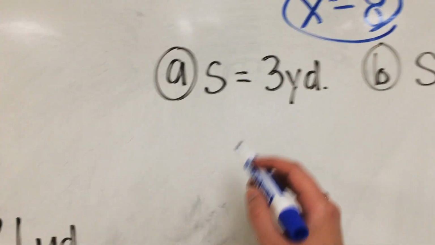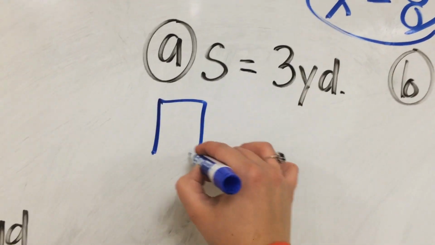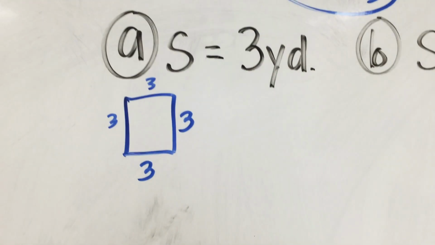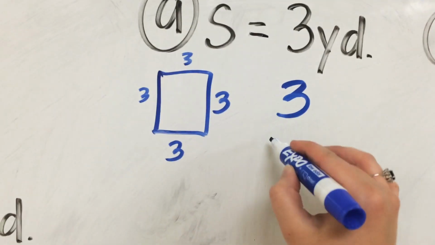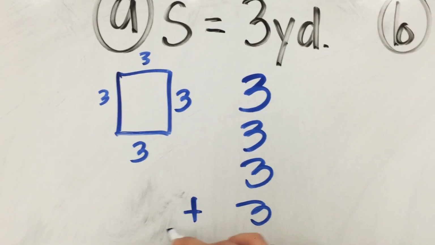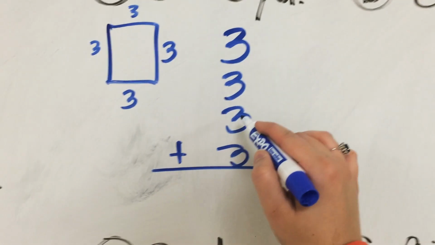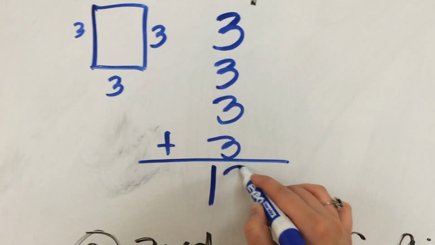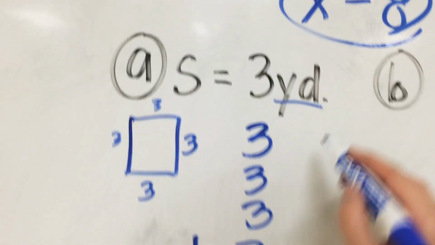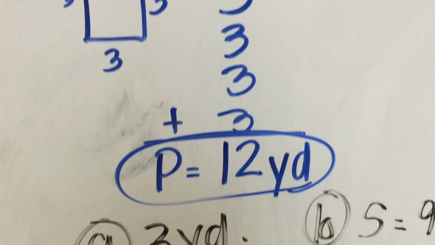Okay? So if I'm on 1A right here, one side equals 3 yards. So if you imagine a square, each side equals 3, okay? So what I'm going to do is 3 plus 3 plus 3 plus 3. 4 sides, 4 threes. So 3 plus 3 is 6, plus 3 is 9, plus 3 is 12. So my perimeter equals 12 what? 12 yards. Okay, pretty simple, nothing too crazy.